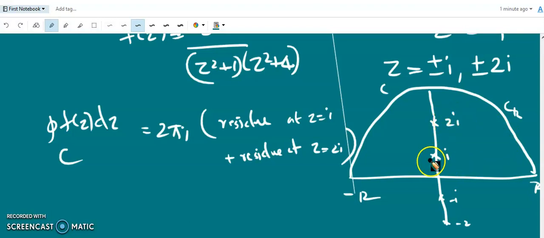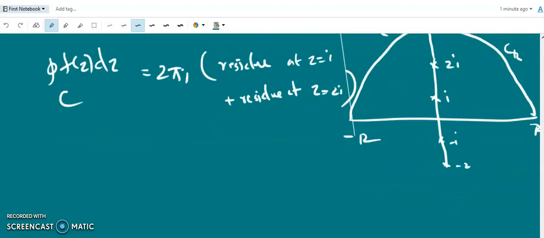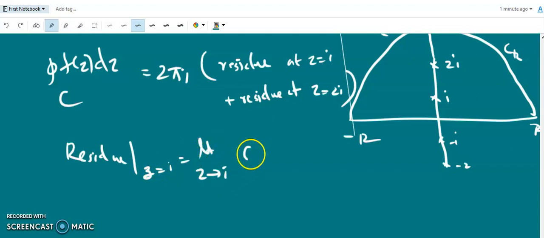Both are simple poles, and you can just use the formula for the residue at a particular point. For example, the residue at z equal to i is the limit as z goes to i of z minus i into f of z. So you can find that the residue at z equal to i is i by 6.